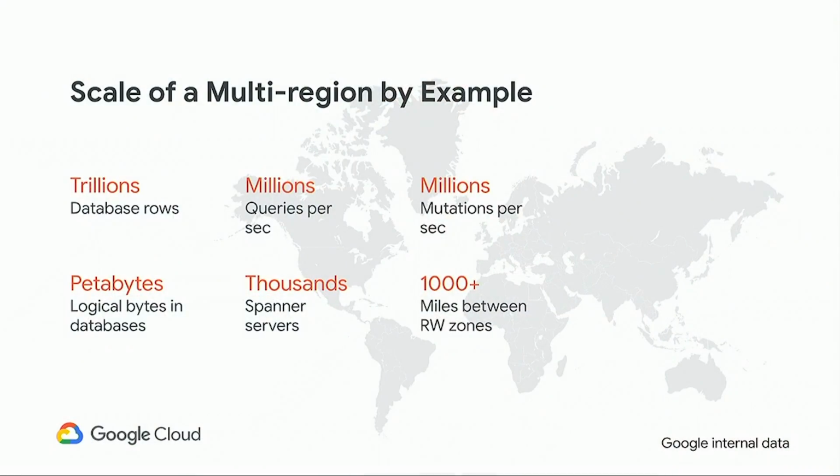So just to give you some idea of what kind of scale we're talking about when we're talking about how big GCS is, this is an example of one of our multi-regions and some high-level data points for how big we've been able to scale our Spanner databases for this multi-region. So we're talking about trillions of database rows, millions of queries per second, millions of mutations per second, petabytes of logical data stored in these databases. We're using thousands of Spanner servers, even for this one multi-region. And there's over 1,000 miles between Spanner zones.